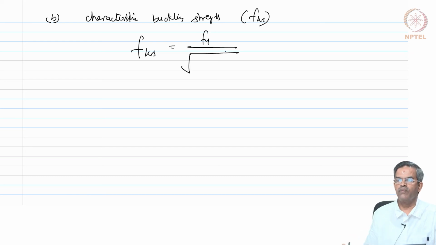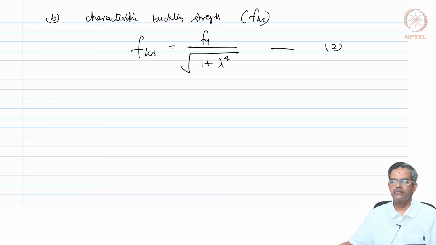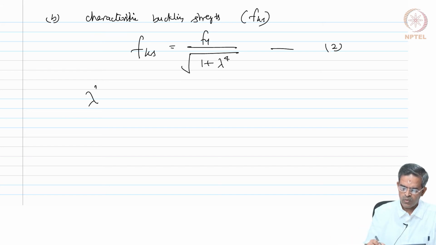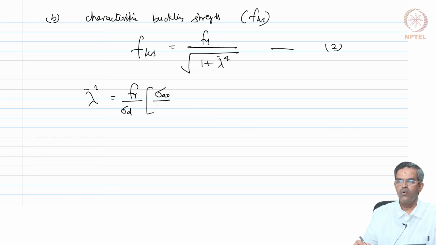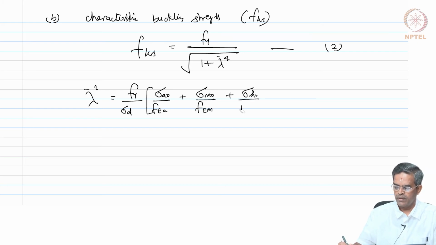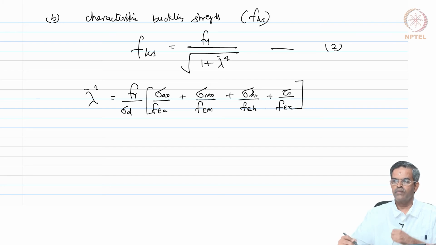So, we know Fks is given by Fy by root of 1 plus lambda 4, we call equation number 2, where lambda square is given by Fy by sigma d of sigma AO by FEA plus sigma MO by FEM plus sigma HO by FEH plus tau naught by FE tau. Equation number 3.